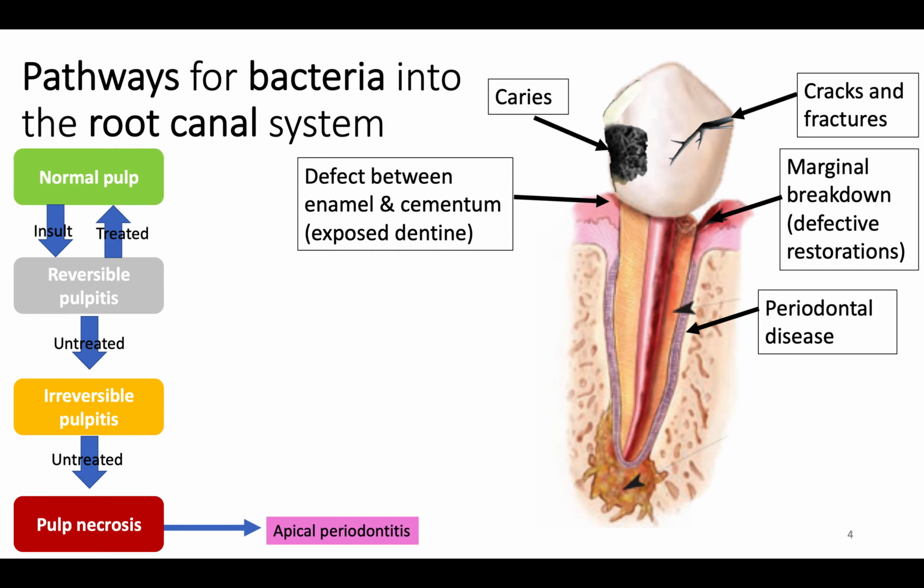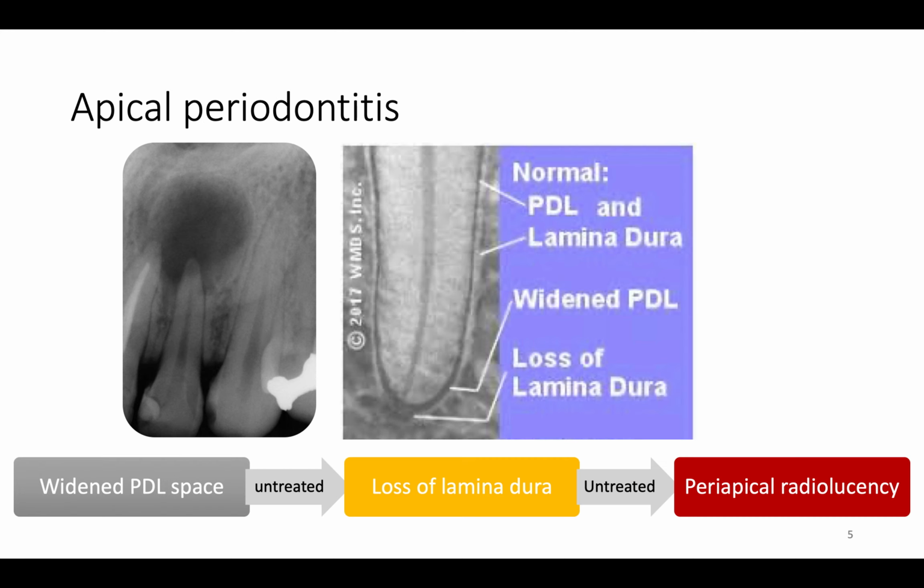Now, we all know that microorganisms can invade the root canal system via cracks, caries, defective restorations. This bacteria can gain access to the root canal space and will cause pulpal inflammation. And if this is left untreated, the pulp can undergo necrosis, and the infected necrotic pulp will result in apical periodontitis. And apical periodontitis is inflammation of the periapical tissues surrounding the periapical area of the tooth.